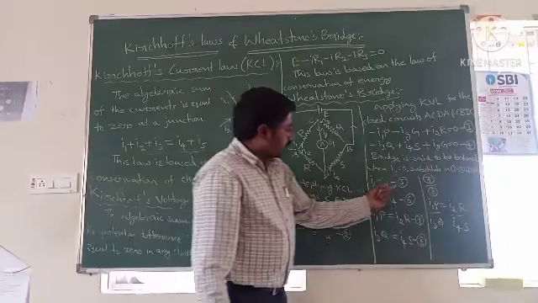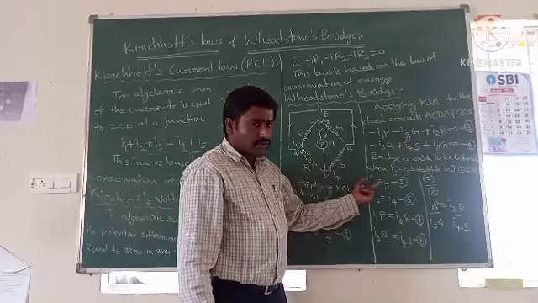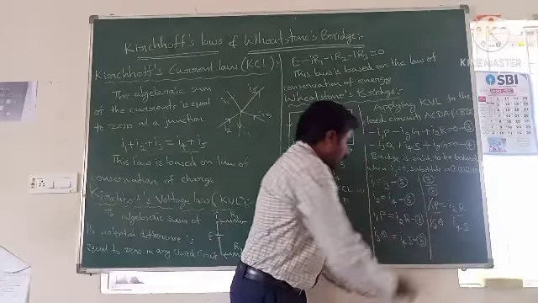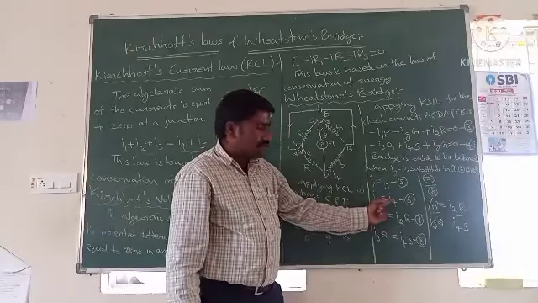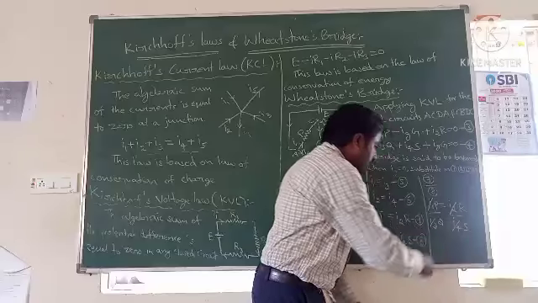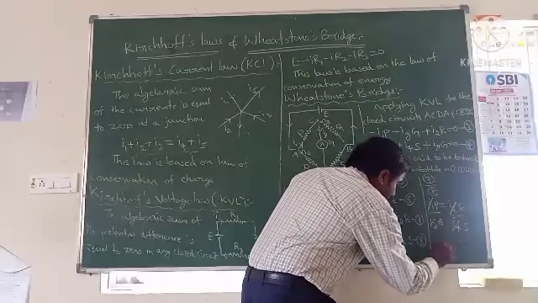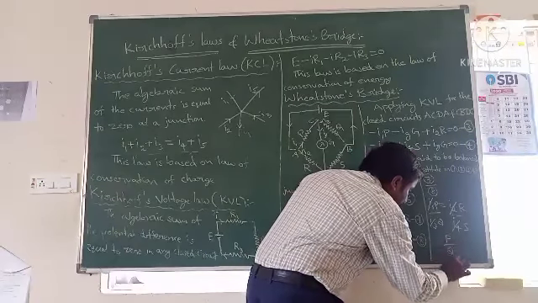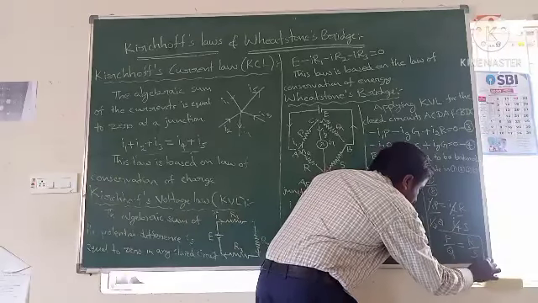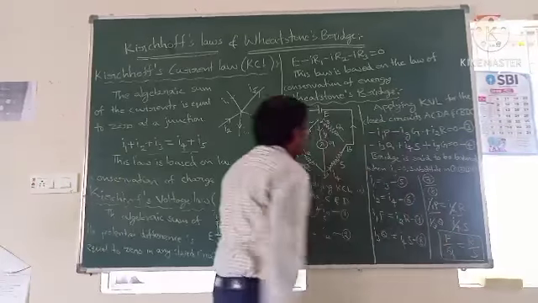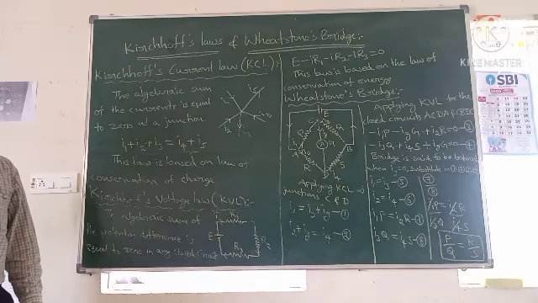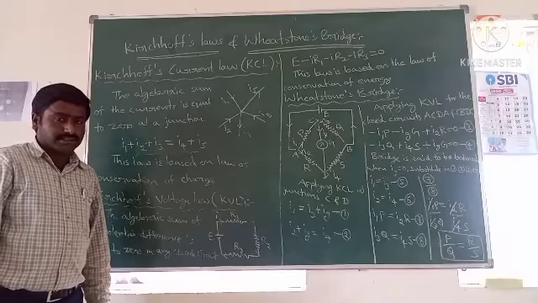Now, when you observe equation 5, I1 equals I3, so both will be cancelled. And when you observe equation 6, I2 equals I4, so both will be cancelled. Then what are the remaining terms? Therefore, P by Q equals R by S. This is the condition for the balancing of Wheatstone's bridge. So this is our today's topic, Kirchhoff's laws and Wheatstone's bridge. Thank you.